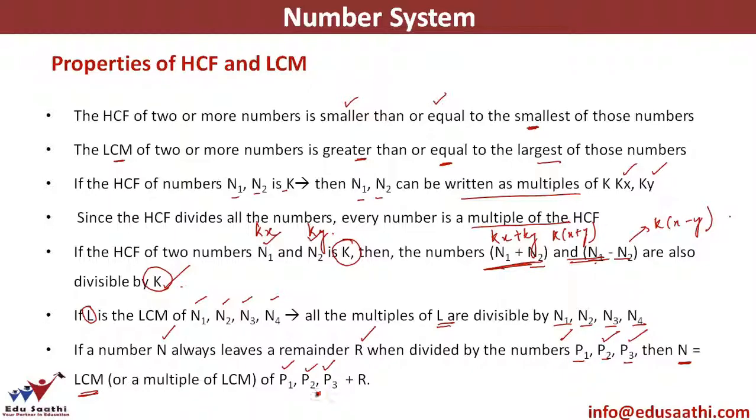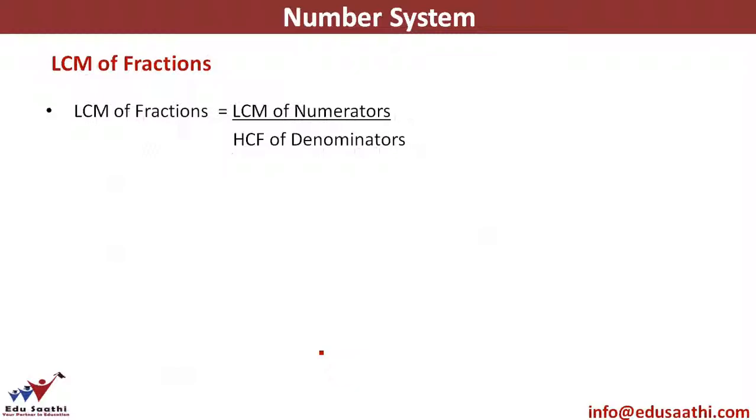Now LCM would give me the smallest number which is divisible by p1 and p2 and p3. That means it gives a remainder of 0. Now what is the remainder that I want? A certain r. To this I add r. So it will be LCM or a multiple of it, because I could be looking at the second or the third number that is giving me such things. So it will be LCM of the divisors, which will be p1, p2, p3, plus a common remainder. This number would give me a remainder of 0, and added to a common remainder would give me my answer.